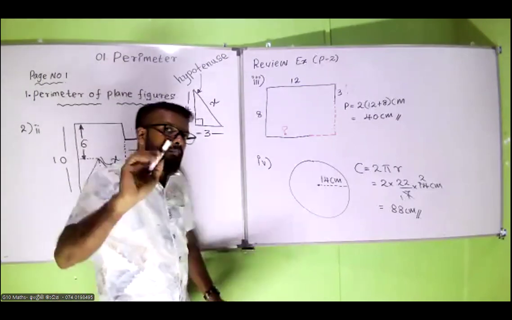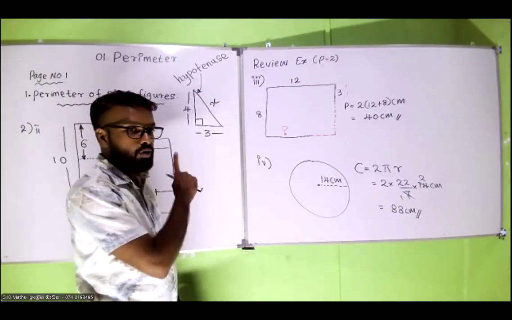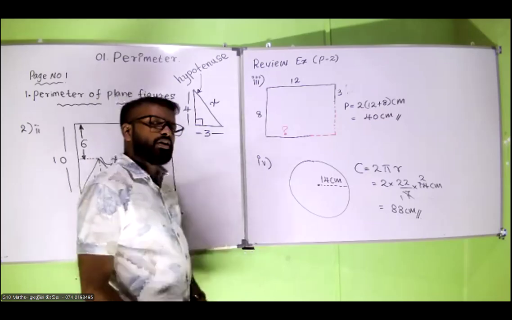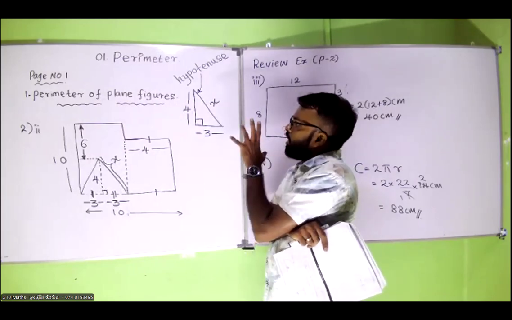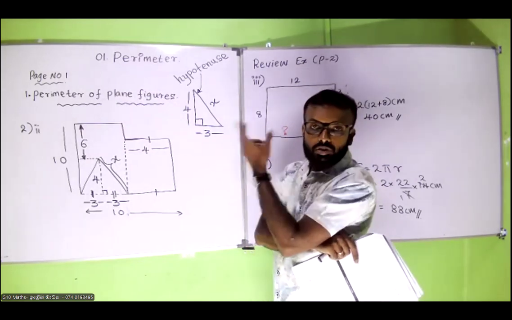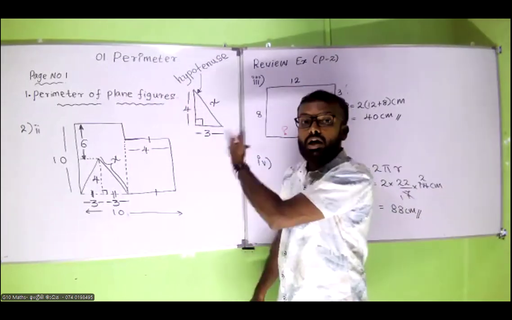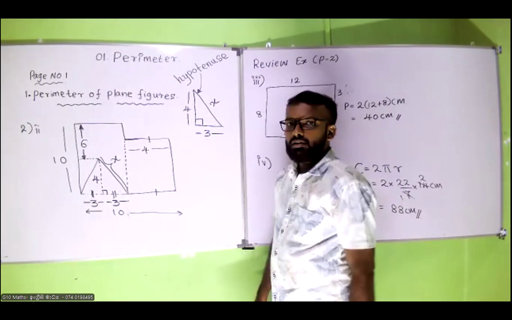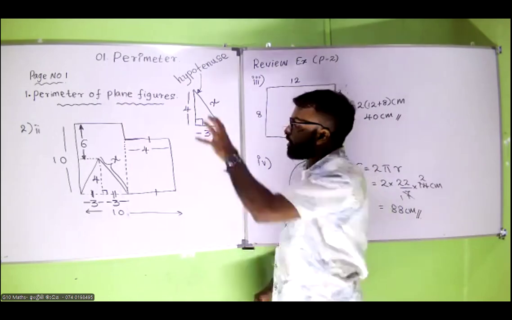Now I am going to apply the Pythagorean relationship for this one. How am I going to apply? What is the Pythagorean relationship saying? The area of the square drawn on the hypotenuse is equal to the summation of the squares drawn on the other two sides. I will tell you the easiest way to apply the Pythagorean relation for a right angle triangle.